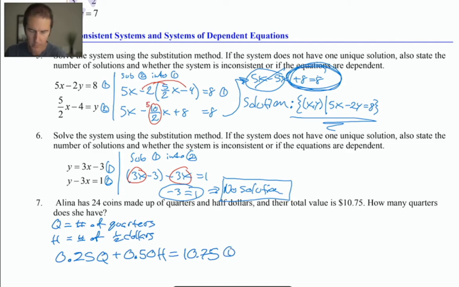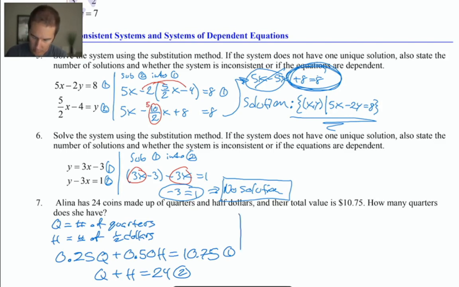And the second equation that we're going to create, let's label this equation 1. The second equation just has to do with the number of coins. So we know that Q represents the number of quarters, plus H the number of half dollars, and the problem told us that we have a total of 24 coins. And that's our second equation. Is this immediately set up for substitution? Not so much. We don't have an equation that says Q equals or H equals. So we're going to have to create that.